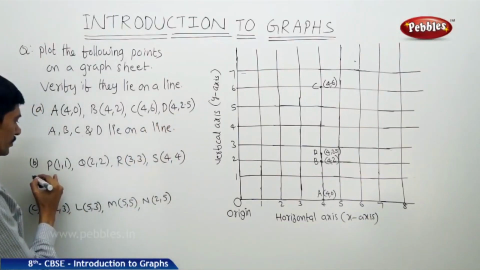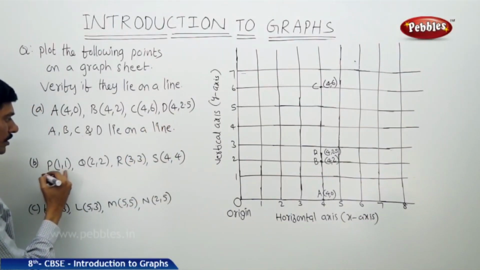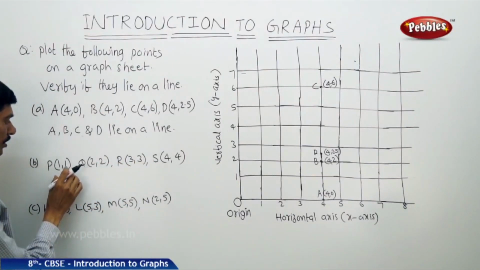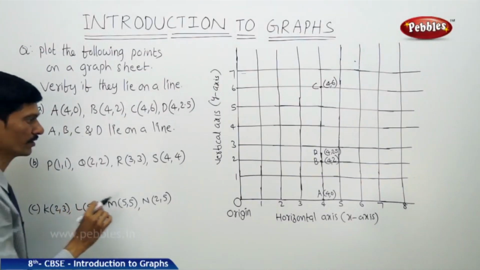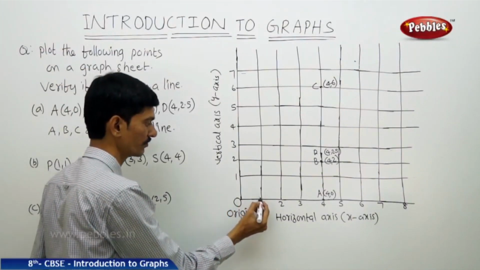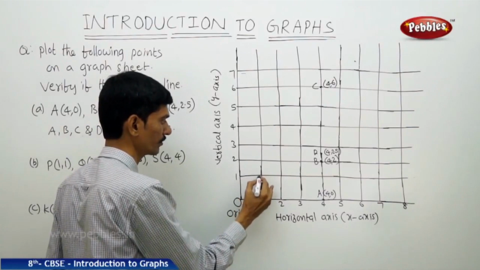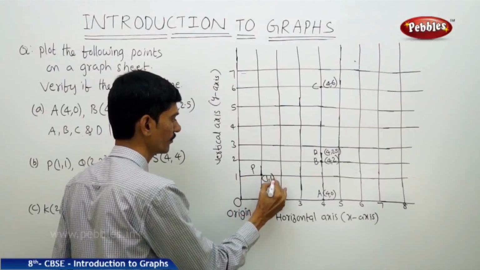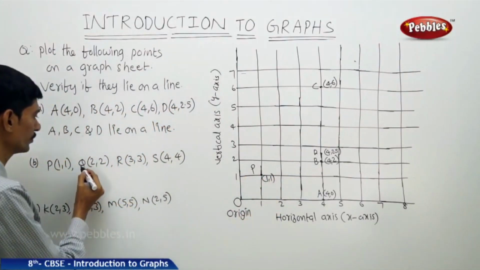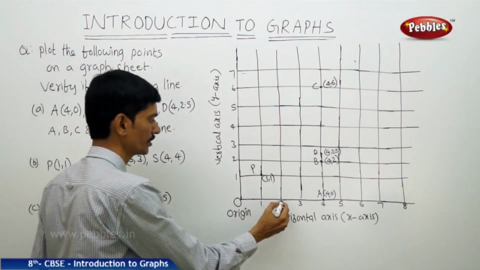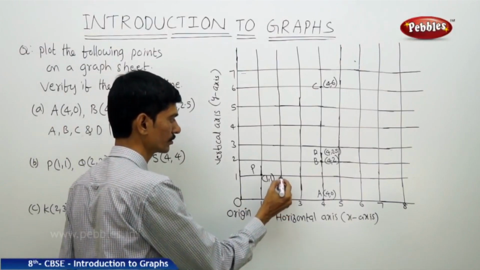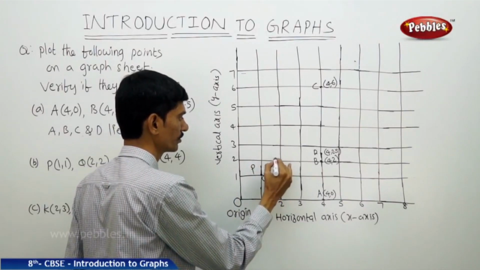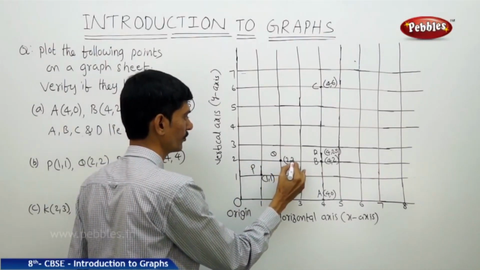Next question, we have to locate the points P 1 comma 1, Q 2 comma 2, R 3 comma 3 and S 4 comma 4. Let us locate the point P 1 comma 1 first. On x-axis 1, on y-axis 1. So these 2 lines will intersect here. So this is the point P 1 comma 1. Now the second point is Q 2 comma 2. This point is on x-axis we can take 2 and also on the y-axis 2. So this is the point Q 2 comma 2.